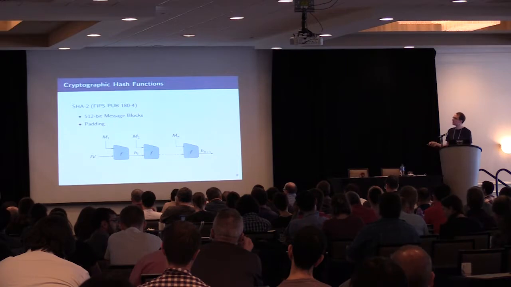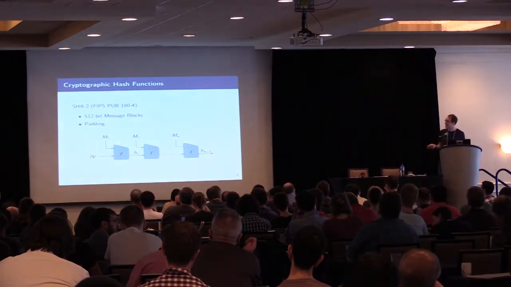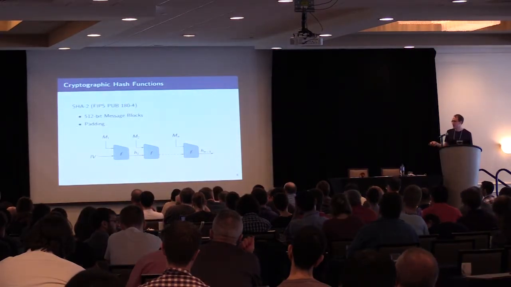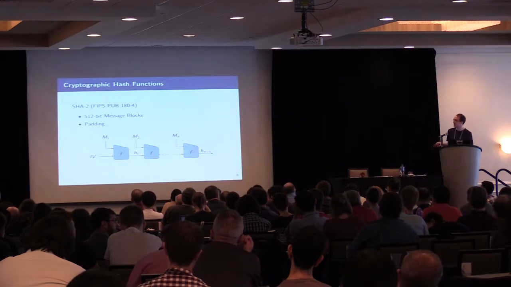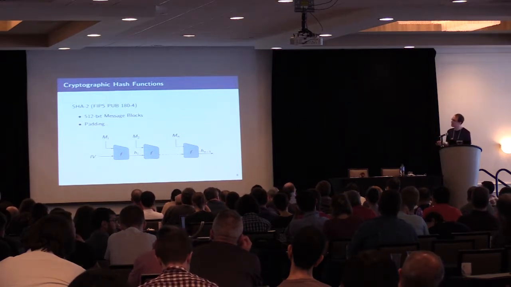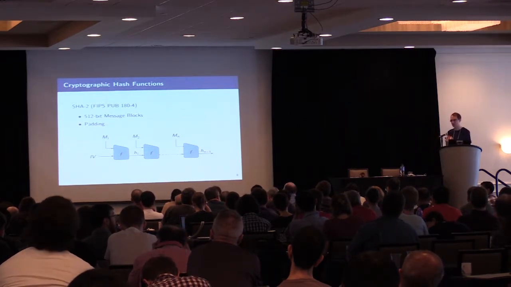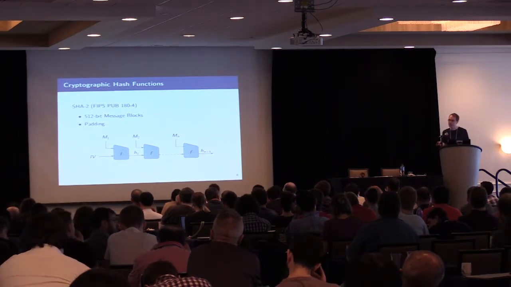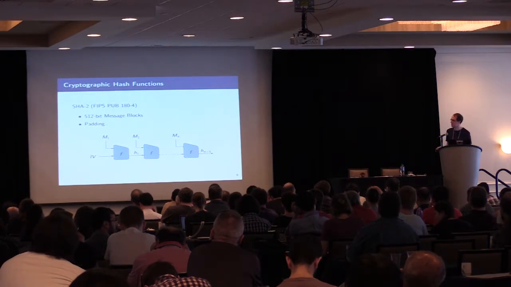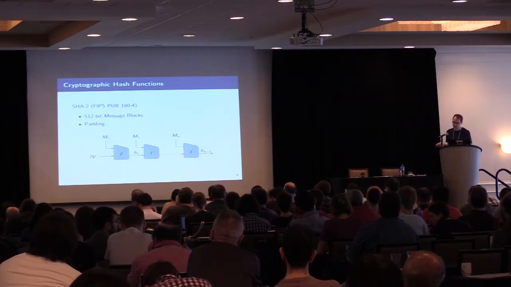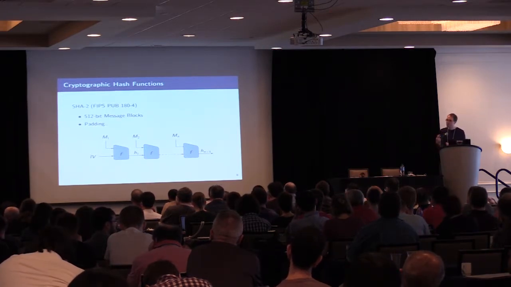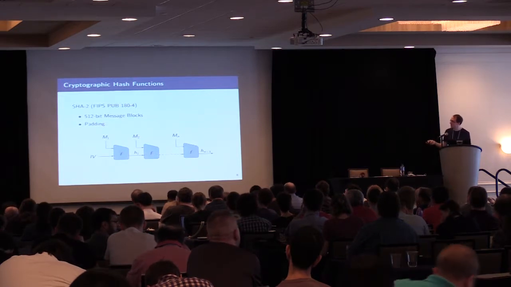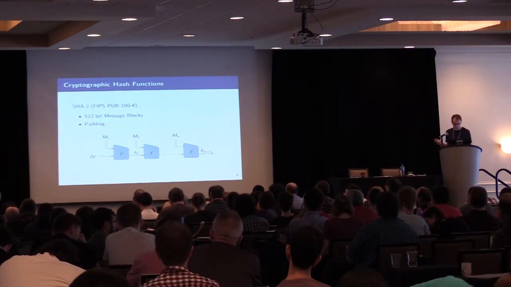So maybe you don't want to follow the standard here exactly, because if you don't use the padding, we have a fixed input size, so it's not an issue. And if we want to separate the functions, we could do that by using a different IV, for instance, and that would save a whole compression function call. So in the remainder of the talk, when I talk about SHA-2, I take into account this optimization.